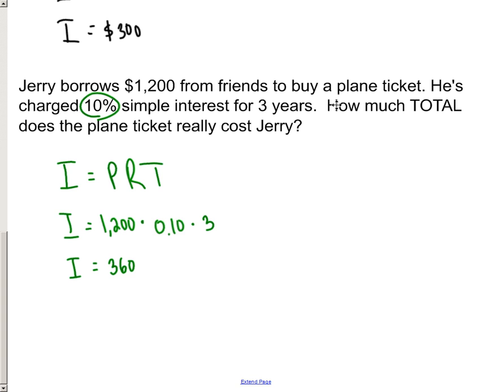So how much total does the plane ticket really cost Jerry? Let's see. The friends gave him $1,200, so it definitely cost him that much. And then he's going to take 3 years to pay it back, and that means he's going to have $360 interest. So really, this whole trip is going to cost him $1,560 total.